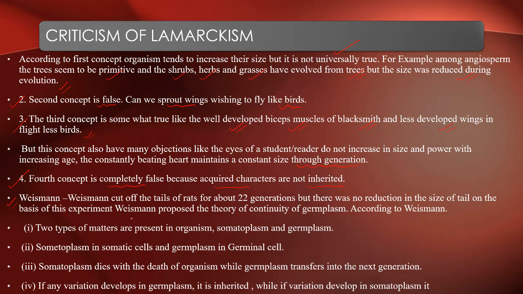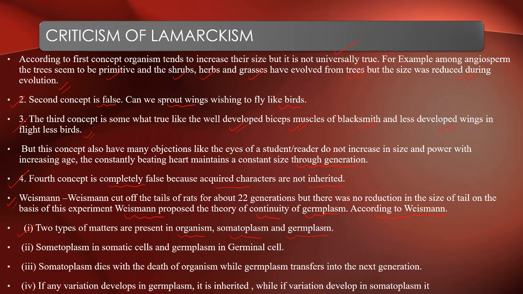Weismann proposed the theory of continuity of germplasm. Yes, it is very important. According to Weismann, two types of matter are present in organisms: somatoplasm and germplasm. Somatoplasm means the somatic cells, the cells that are not going to change, because they make us belong to a particular species. For example, humans have 46 chromosomes.